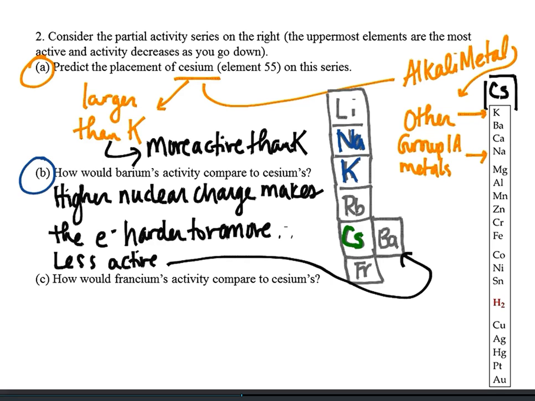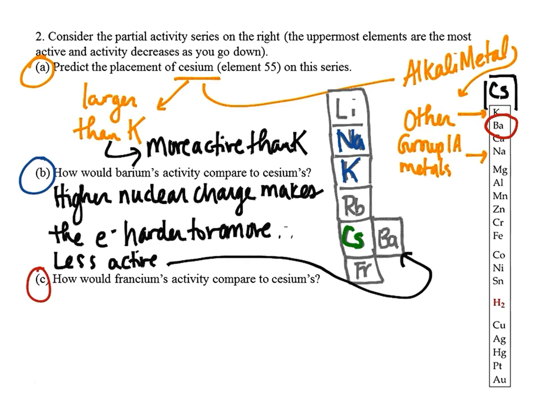Calcium is far less active than potassium, and it's just to the right of potassium here, right? So calcium is here, less active than potassium, and it's to the right. It has a higher nuclear charge, plus 20 instead of plus 19, which makes it more difficult to remove that electron, which is negatively charged. So barium will be less active than cesium.